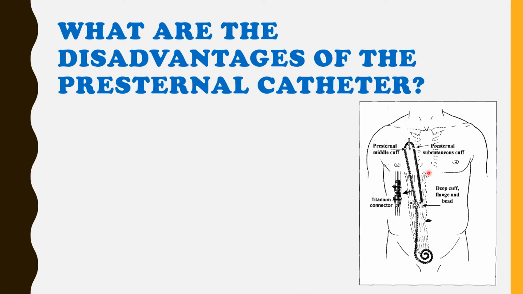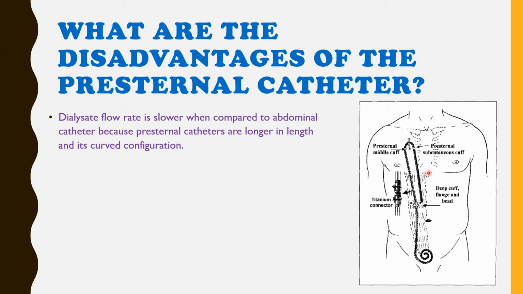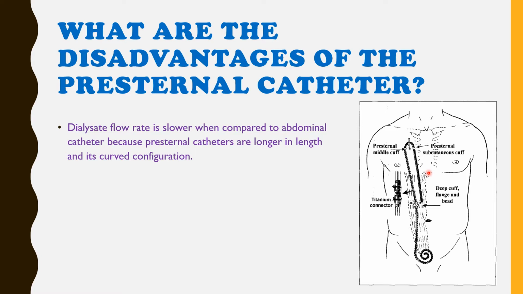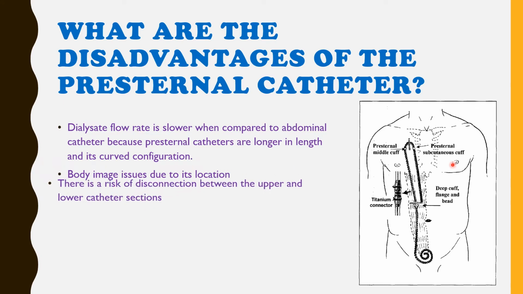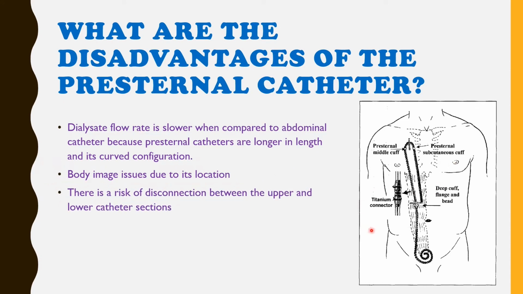Let us talk about the disadvantages of the pre-sternal catheter. The dialysate flow rate is slower when compared to abdominal catheter because pre-sternal catheters are longer in length and its curved configuration. Body image issues due to its location, and there is a risk of disconnection between the upper and lower sections.